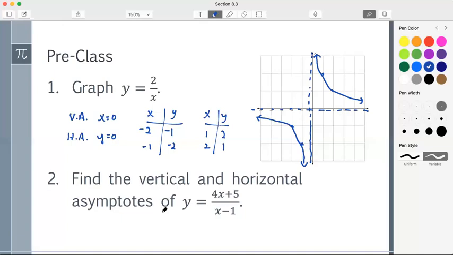For number two, it's a little bit more difficult. For the vertical asymptote, remember we set the denominator equal to 0. So we have x equals 1. That's your vertical asymptote. For the horizontal asymptote, since your powers are the same here, which we'll talk about in just a second, it's y equals the ratio of the coefficients, 4 over 1, which equals 4. So that would be your horizontal asymptote.